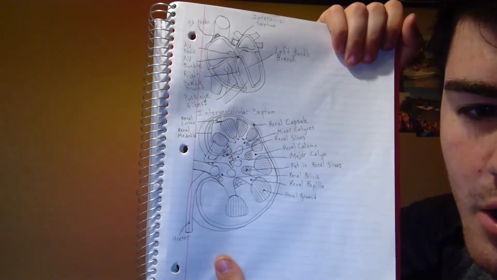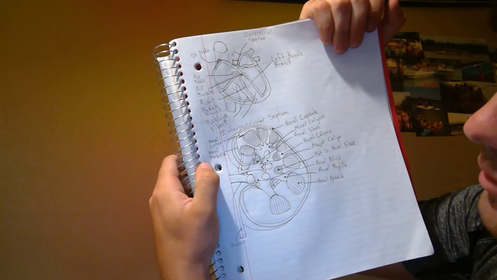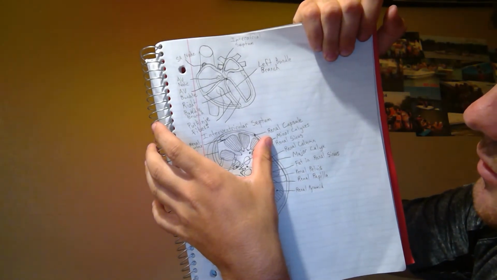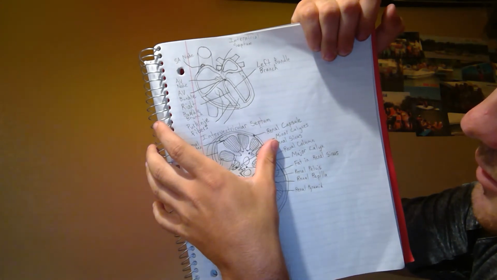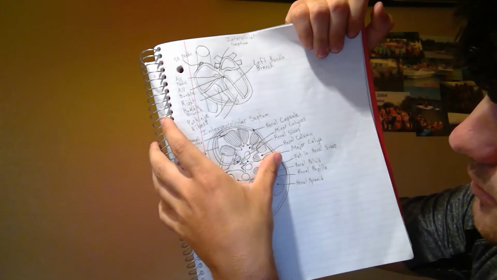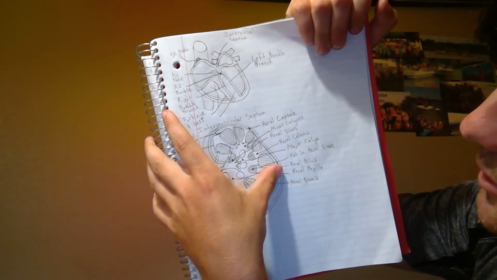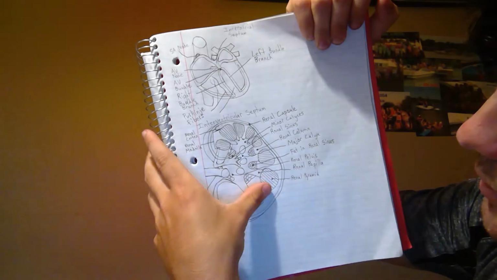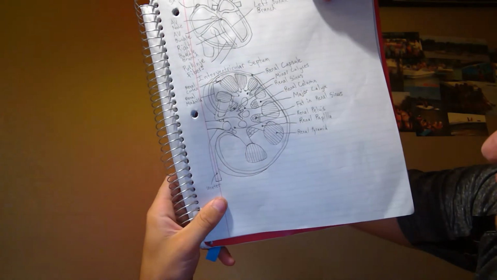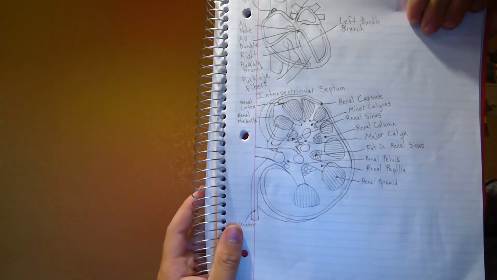Here's my drawing of the kidney. We got the renal cortex, renal medulla, renal capsule, minor calyces, renal sinus, renal column, major calyx, fat and renal sinus, renal pelvis, renal papilla, renal pyramid, and ureter. And that's my drawing of the parts of the kidney.